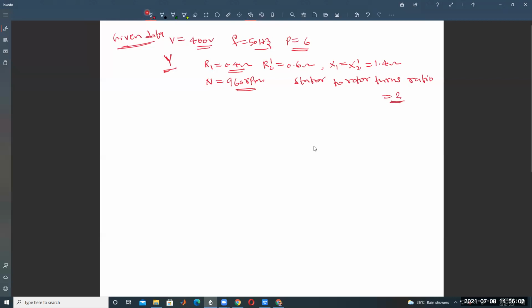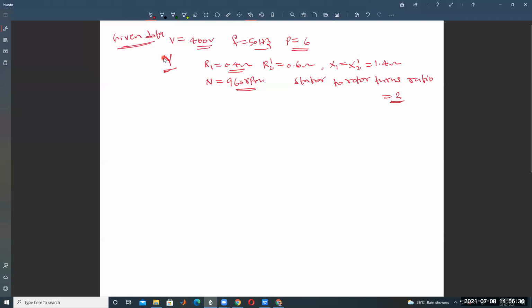So your number 203. Yeah? Okay. Then 204. The stator to rotor turns ratio has no use here in this problem. Some problems have extra data like this. There is no use of that in the problem. Without using that, we are getting the results.